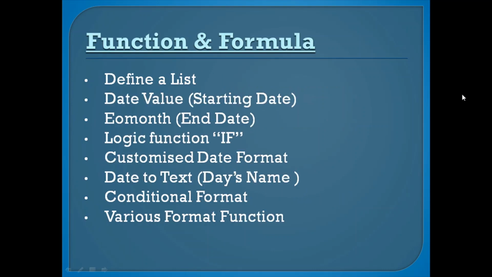In this video, we will use the following formulas. Number 1, define a list. Number 2, date value for the starting date. Number 3, EOMONTH for the end date. Number 4, logical function IF. Number 5, customize date format. Number 6, date to text. Number 7, conditional format, and number 8, various format functions.